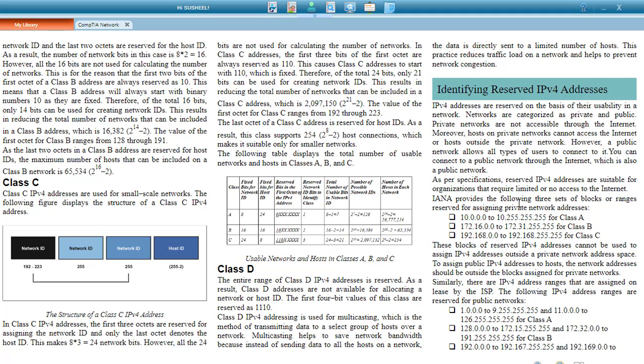IANA provides the following 3 sets of blocks or ranges reserved for assigning private network addresses. 10.0.0.0 to 10.255.255.255 for Class A. 172.16.0.0 to 172.31.255.255 for Class B. 192.168.0.0 to 192.168.255.255 for Class C.